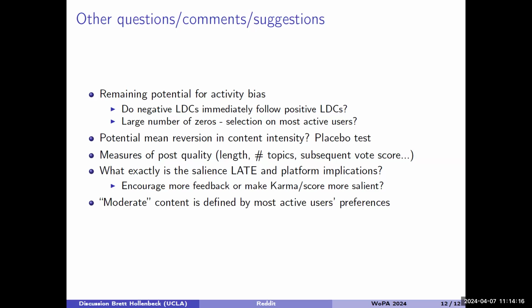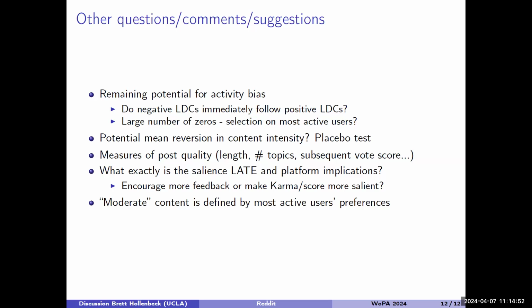And then the local average treatment effect of this strategy, as I said, is not exactly the effect of feedback on behavior, but the effect of salience of feedback on behavior. And there might be interesting platform implications here. So one thing they might take away from this is that this encourages more, we want to encourage people to leave more feedback. But it could just mean, well, we should just make this karma score more salient. If the salience is what's causing the behavior, then increasing that salience, maybe by sending push notifications or something, would actually accomplish the same thing.